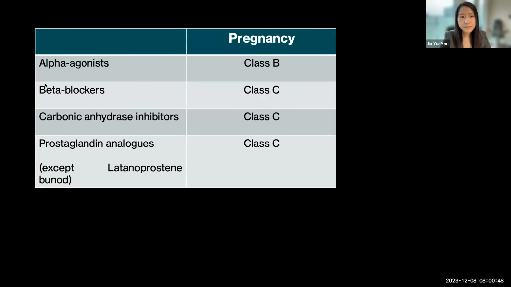And we can no longer give prostaglandin analogs because the risk of premature labor is much higher in the third trimester. So that leaves us with beta blockers and carbonic anhydrase inhibitors for the third trimester. And again, monitor heart rate with beta blockers and monitor acidosis and growth retardation with carbonic anhydrase inhibitors.